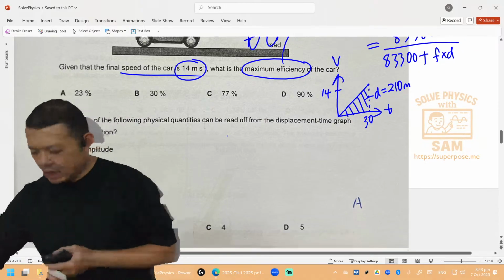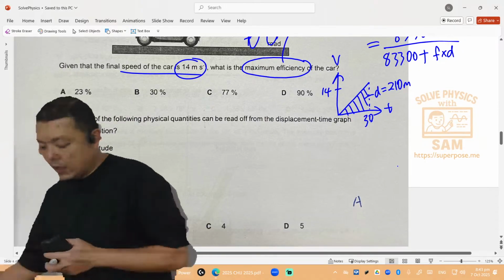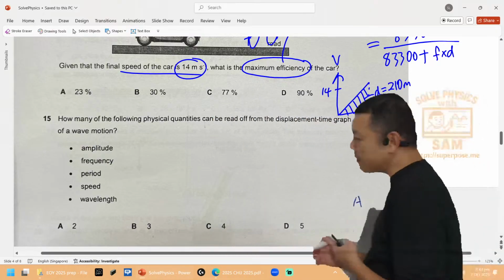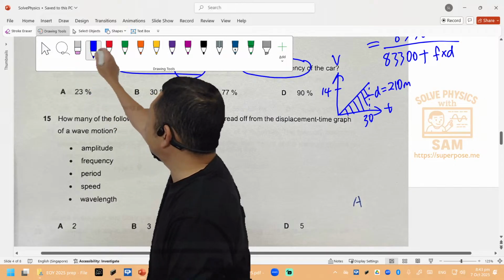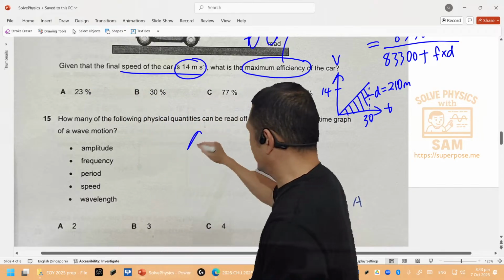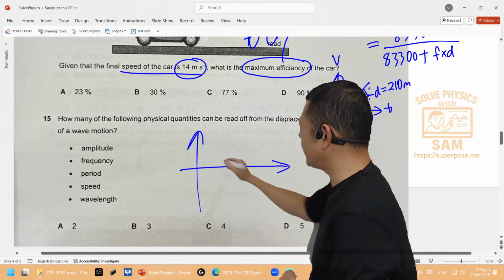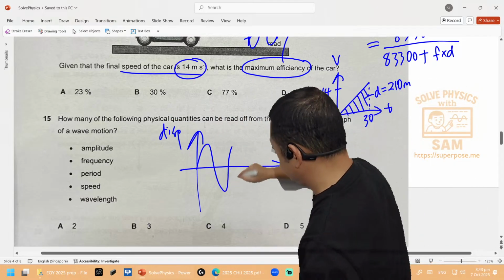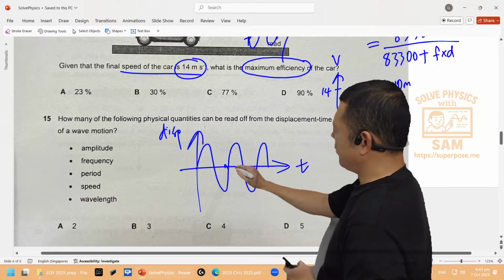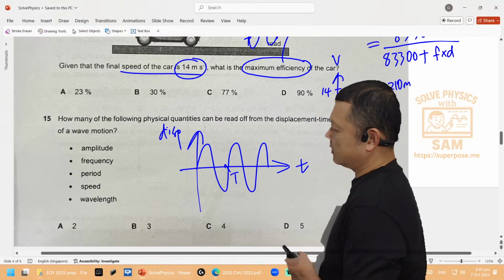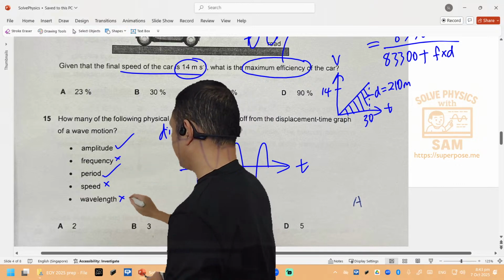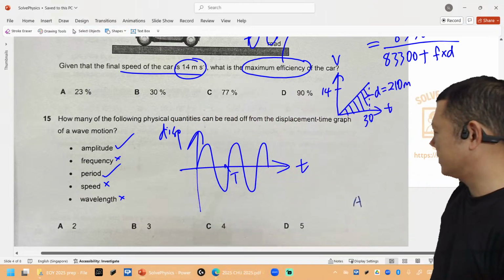Okay, let's look at the last one here. Which of the following physical quantities can be read off from the displacement time graph? Displacement time graph. Right? You can read the period, but you can't read the frequency. You can read the amplitude. You cannot read the speed. You cannot read the wavelength. So these two only. A is the answer.